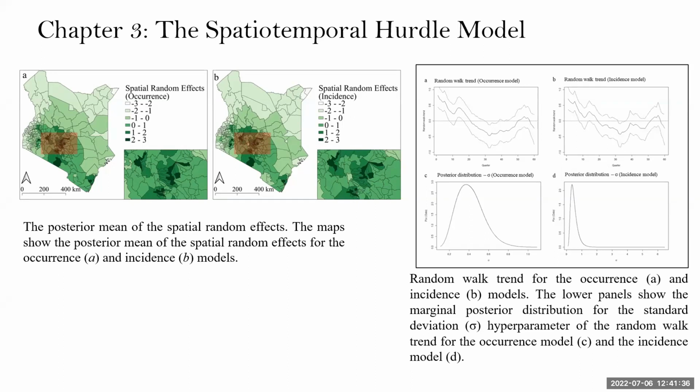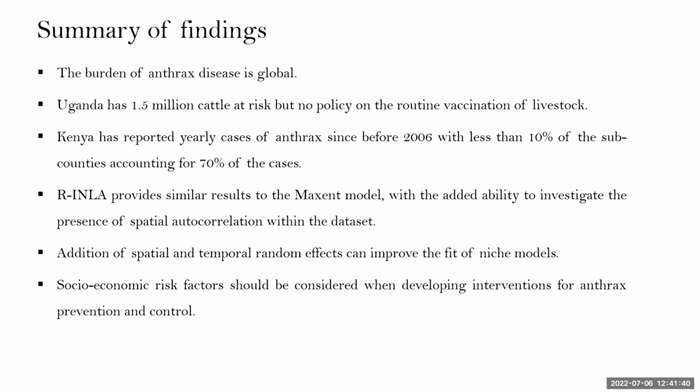So basically, in summary, the burden of anthrax disease is global, and Uganda has an estimated 1.5 million cattle at risk, but no policy on routine vaccination of livestock. Kenya has reported yearly cases of anthrax since before 2006, with less than 10% of the sub-counties accounting for about 65% of cases. So our INLA provides almost similar results to the Maxent model, with added ability to investigate the presence of spatial and temporal autocorrelation within data sets. Addition of spatial and temporal random effects can improve the fit of niche models, and also socioeconomic risk factors should be considered when developing interventions for anthrax prevention and control.